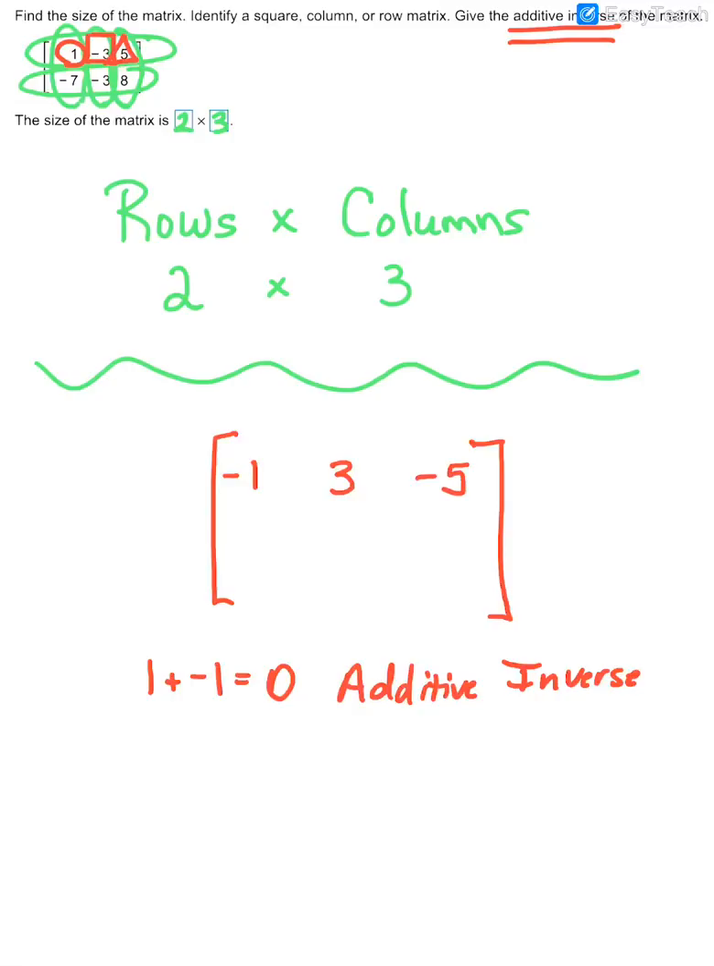On the second row, when I see a negative 7, the opposite of that is positive 7. When I see negative 3, the opposite of that is positive 3. And when I see a positive 8, the opposite of that is negative 8.